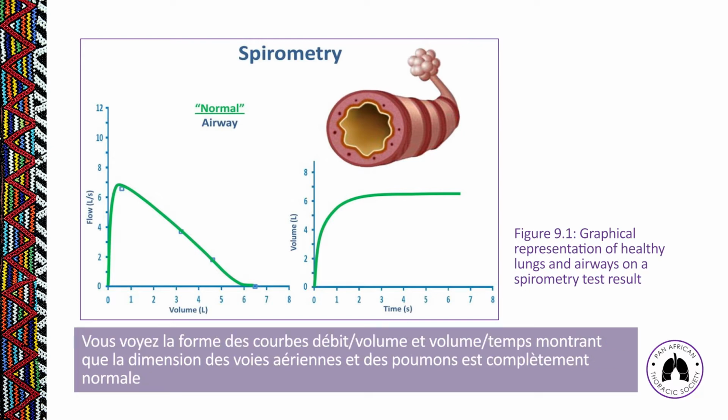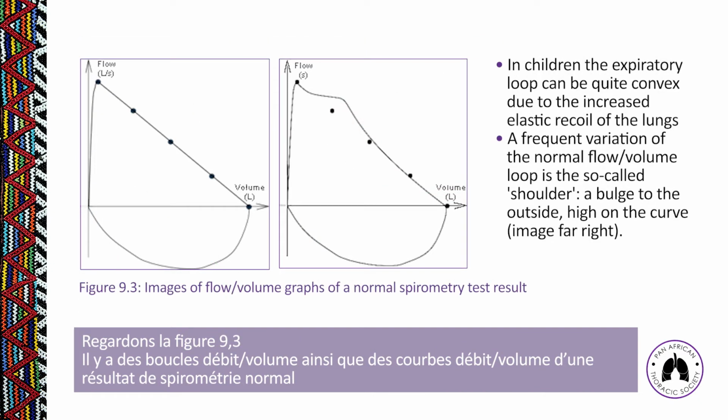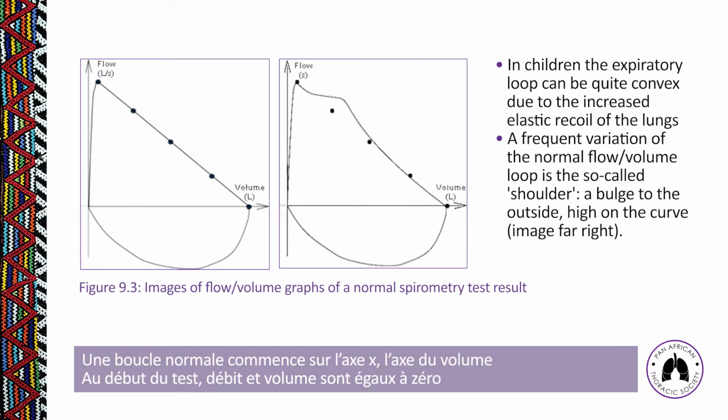So you can see there the shape of a normal flow volume and volume time graph, showing that the airway size and the lung volume is completely normal. So using figure 9.3, there are flow volume loops and examples of flow volume graphs showing a normal spirometry result. A normal flow volume loop begins on the x-axis, which is the volume axis. At the start of the test, both flow and volume are equal to 0.